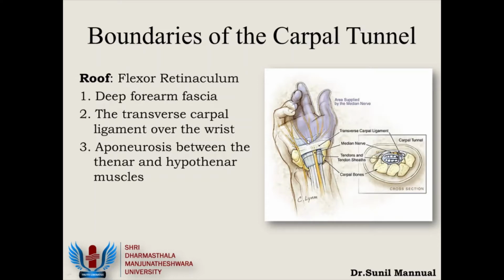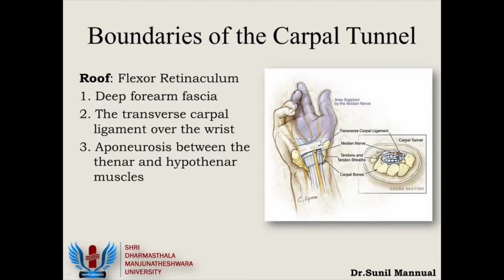Now why are all these three important? For practical purposes, for a student to know, all that he needs to know is that the roof of the carpal tunnel is the flexor retinaculum. But these 3 points under the flexor retinaculum are important for a surgeon, so that whenever he releases the carpal tunnel, he cannot go off just releasing the transverse carpal ligament over the wrist.